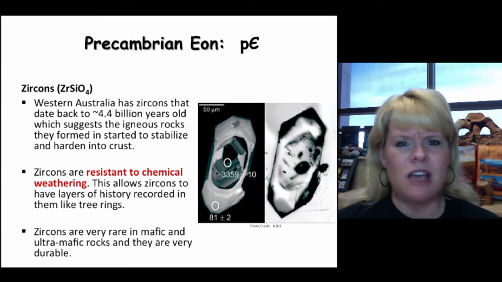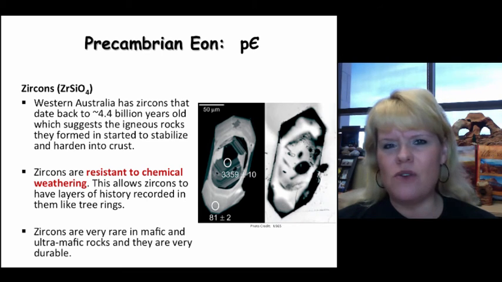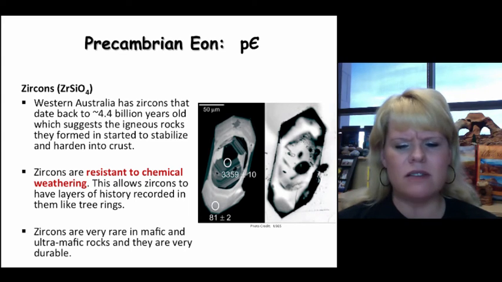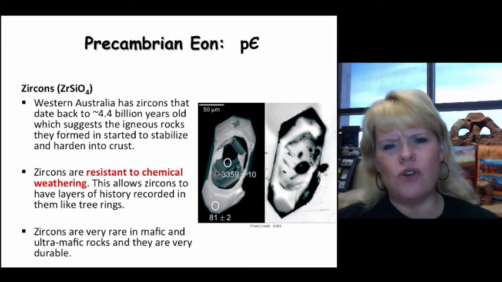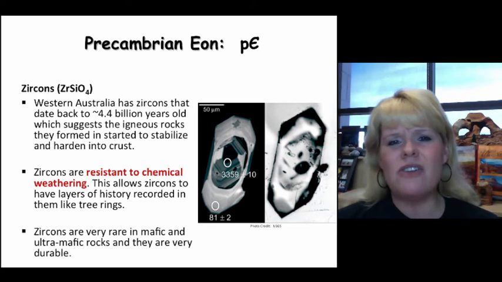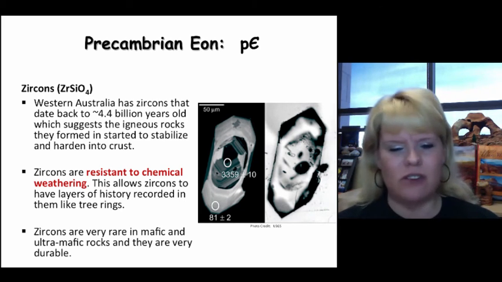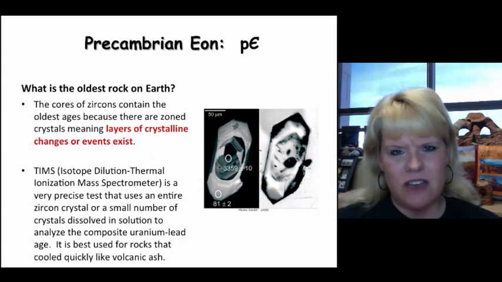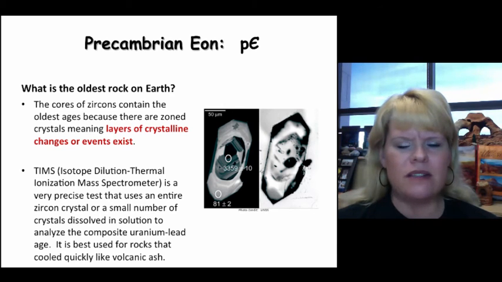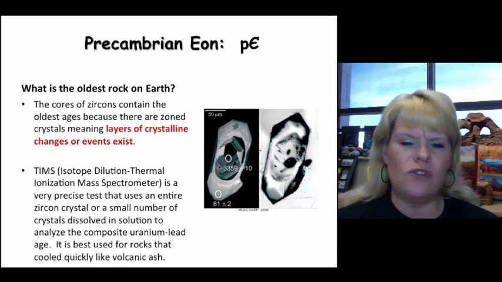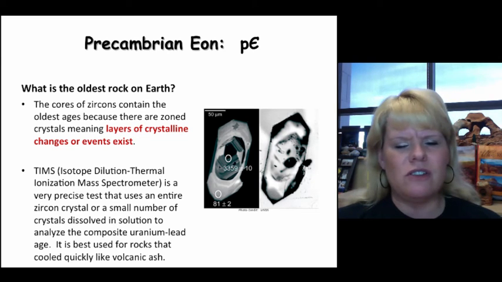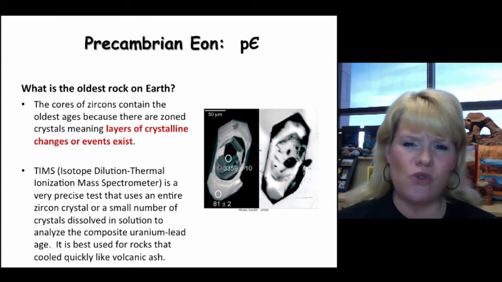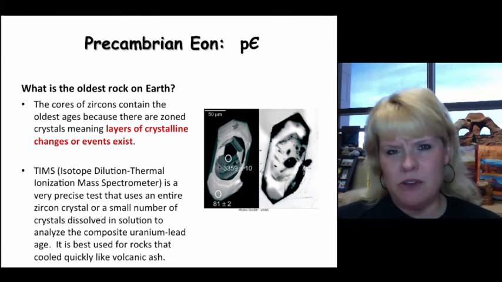And so that makes them stick around for quite a long time, and you don't find them in certain types of rocks. Like zircons are very rare in mafic and ultramafic rocks. And since they're so durable, what rocks we do find them in, they've hung out and give us these glimpses back into geologic past. The cores of zircons contain the oldest ages of the crystallization point of where this mineral occurred. So in other words, as the layers of crystals change, we can record multiple historical events, almost like a tree ring.